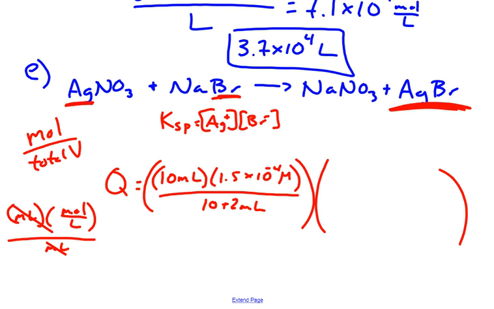The only reason why we're doing this is that the phrasing was justify your answer with calculations. What am I justifying? That it's going to precipitate, and I want to show you what I'm trying to do with that.